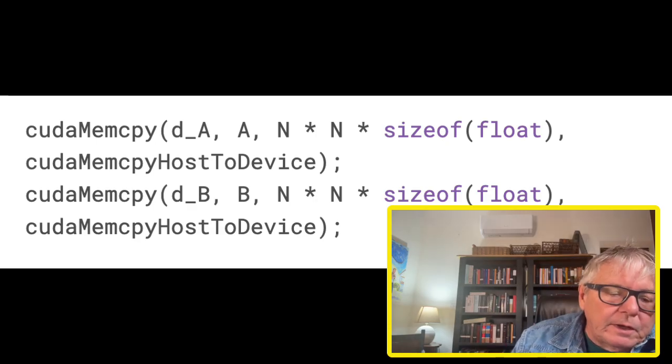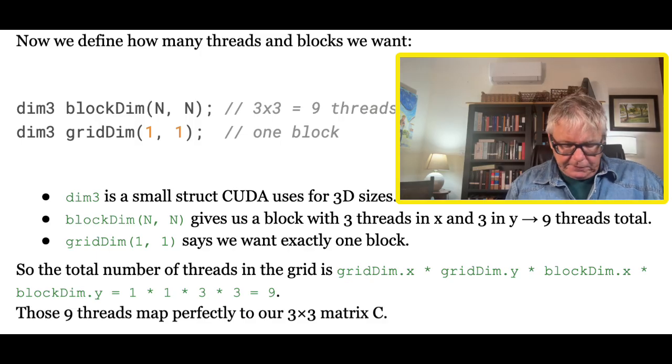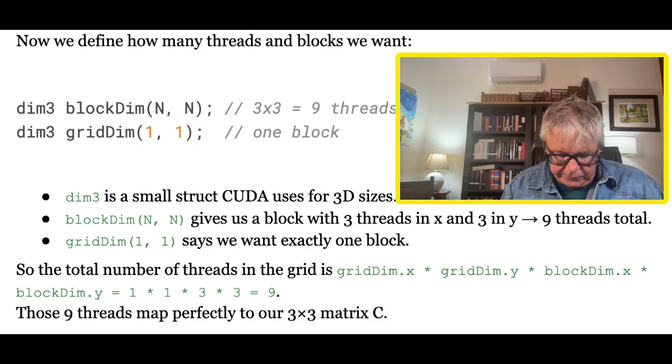We have to copy the arrays from the host to the GPU. So we use CUDA memcpy. The arguments here are, the first is the target, dA, and A is the source, and then obviously you put the same size as before, and then this cudaMemcpyHostToDevice says what direction to go in. When we come back, we'll say cudaMemcpyDeviceToHost.